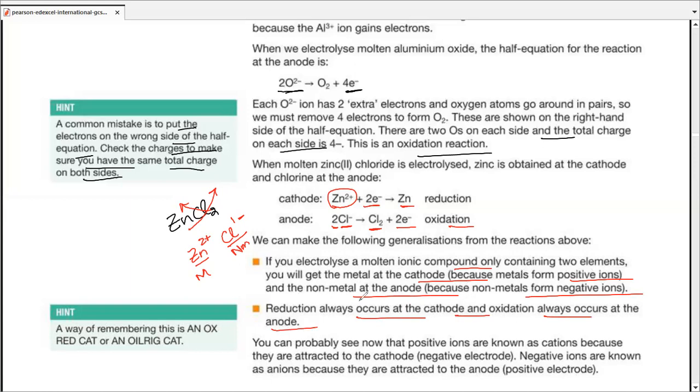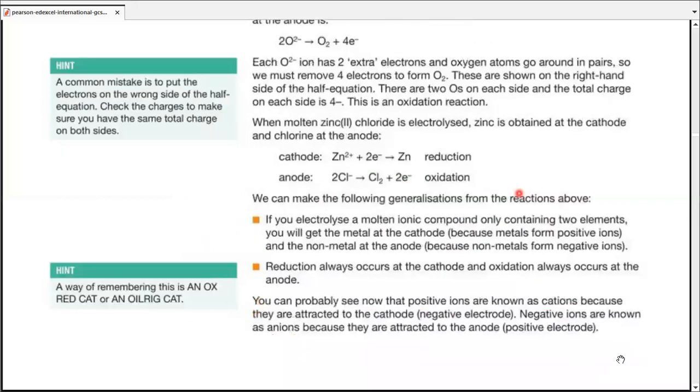I've explained that too. A good way of remembering that is an ox-red cat or an oil-rig cat. That means anode, oxidation, reduction, cathode. That's how we remember it. Cathode is the negative electrode, anode is the positive electrode. Cations are positive ions and anions are negative ions. I've explained that too already. So if it all makes sense, let's move forward. Moving on to the next page.